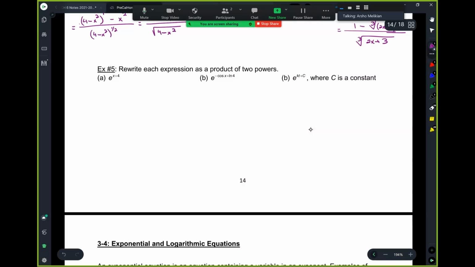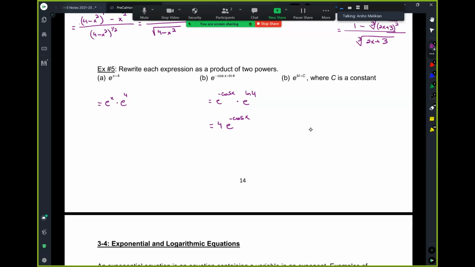So here, I have e to the x plus 4. I'm going to rewrite it as a product of two powers, e to the x times e to the 4. That's it. Okay? Again, why are we doing this? Because you need it next year, and I want you to have seen it now. So what about here? e to the negative cosine x times e to the ln of 4. How else does that simplify? It's just 4, so that's 4 times e to the negative cosine x.